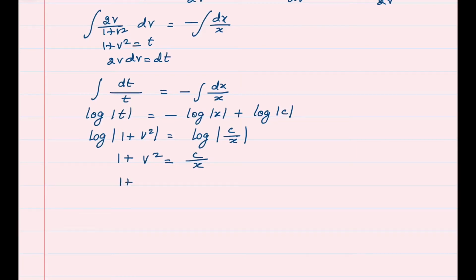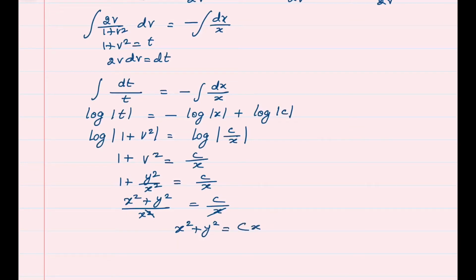Let us substitute for v. V is y by x, so we get 1 plus v square as 1 plus y square upon x square equal to c upon x. Taking LCM, therefore, the answer is x square plus y square is equal to cx.